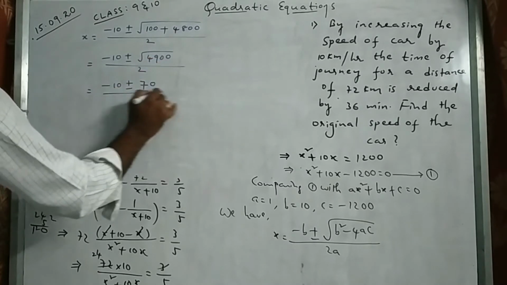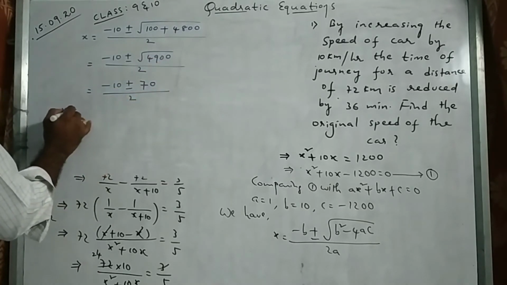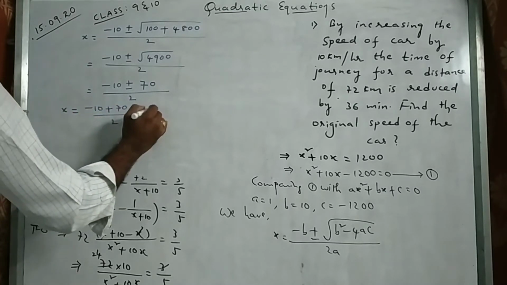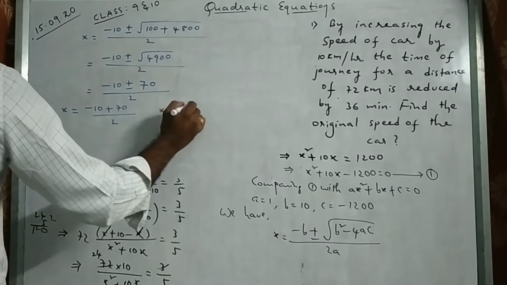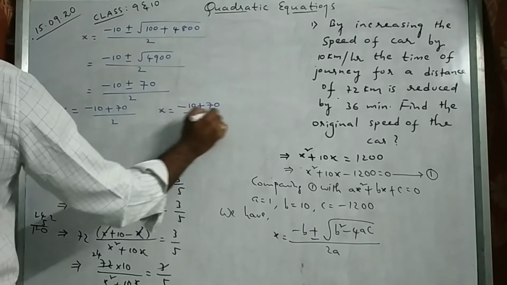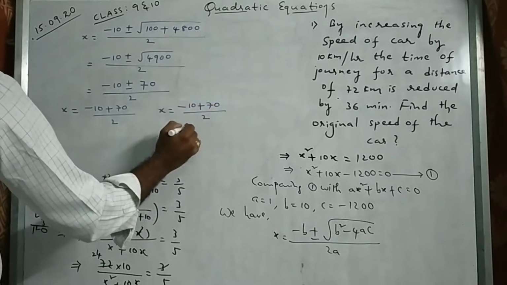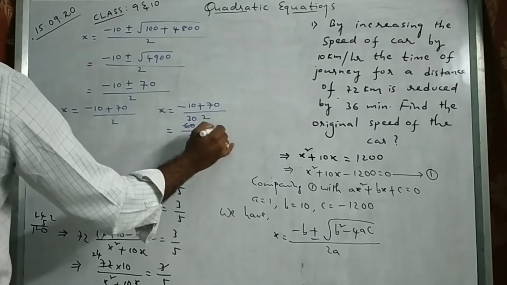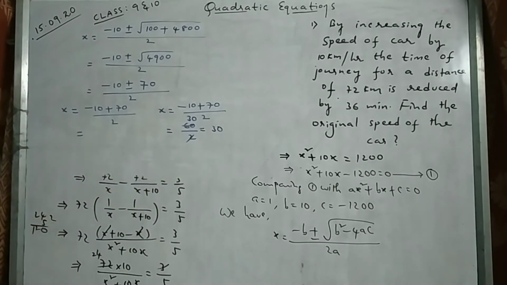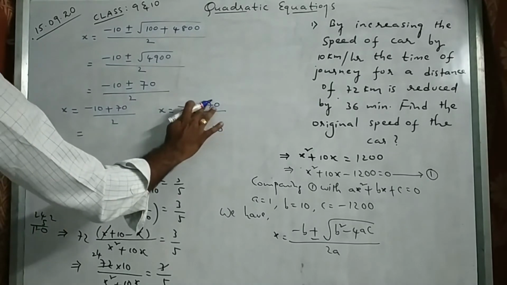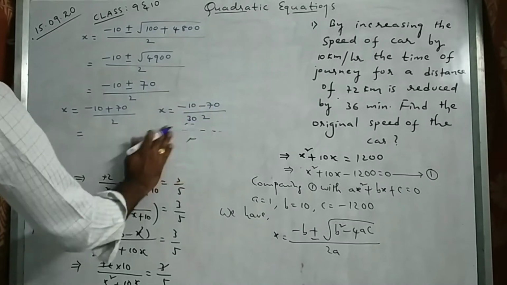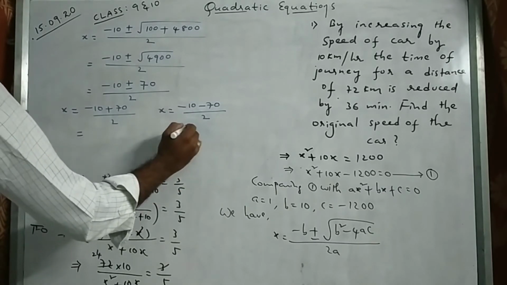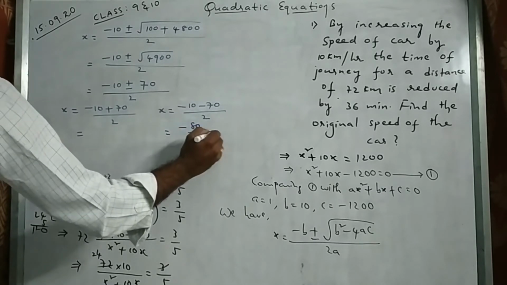So minus 10 plus or minus, the square root of 49 is 7, and 0 0 means you write 1 0. So x equal to minus 10 plus 70 by 2, or x equal to minus 10 minus 70 by 2. That means 60 by 2, which is 30. Sorry, this is minus 70, so this will be minus 80 by 2, which means minus 40.